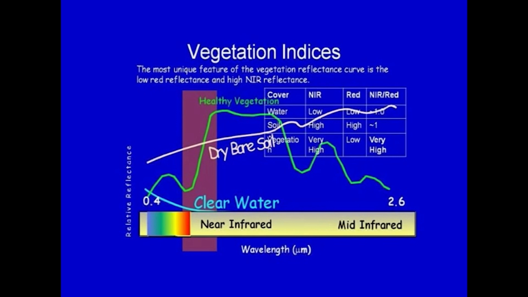But in case of vegetation, what we find is that in the near infrared region, the spectral response is very high, while it is low in the red. Thus, when we take the division of the near infrared information by the red information, what it yields is a very high ratio value, and this is what we are actually interested in emphasizing through the process of vegetation indices.